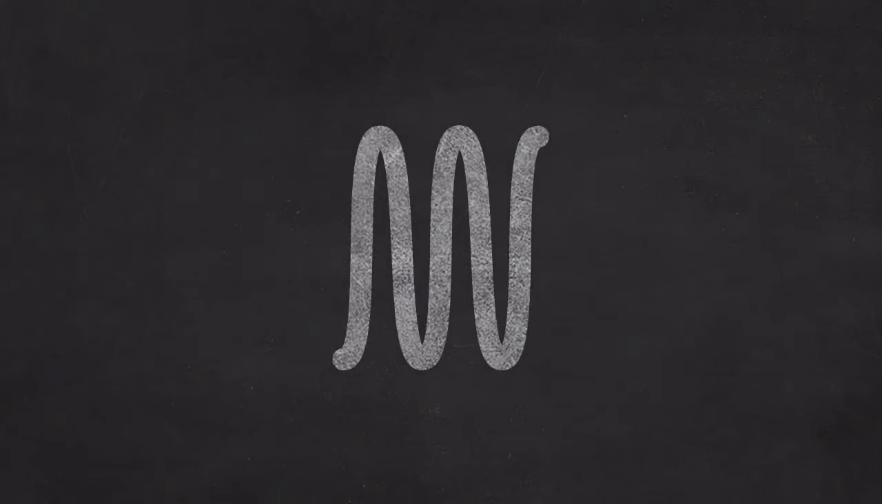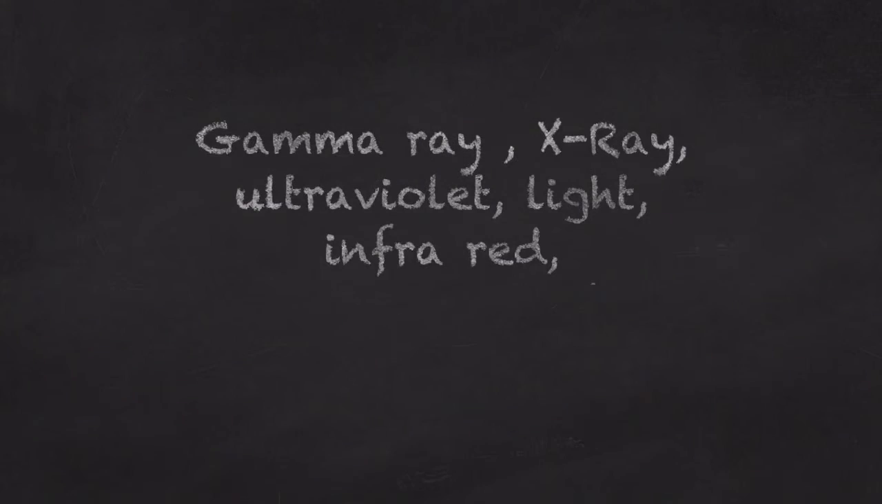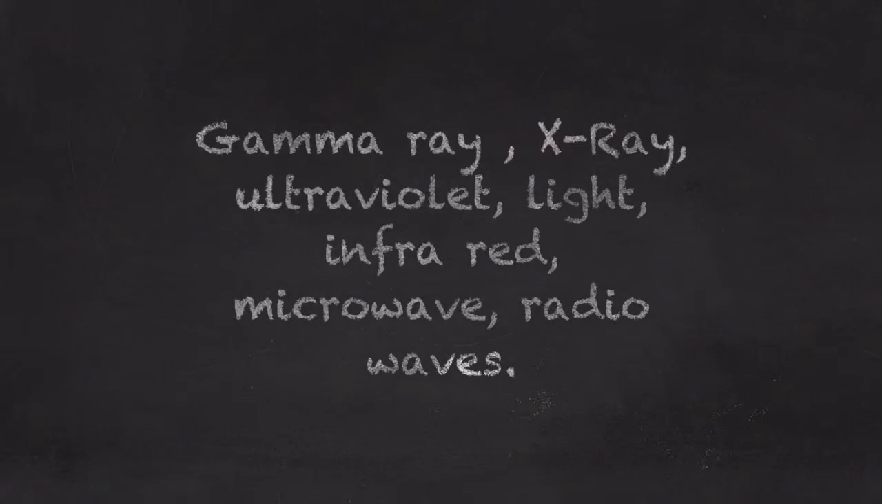You not only have to be aware of the order of the electromagnetic spectrum, but also which end has the long wavelength, the low frequency and the low energy, and which end has the short wavelength, the high frequency and the high energy, and everything in between. So from short to long, we have gamma rays, X-rays, ultraviolet, light, infrared, microwaves and radio waves.